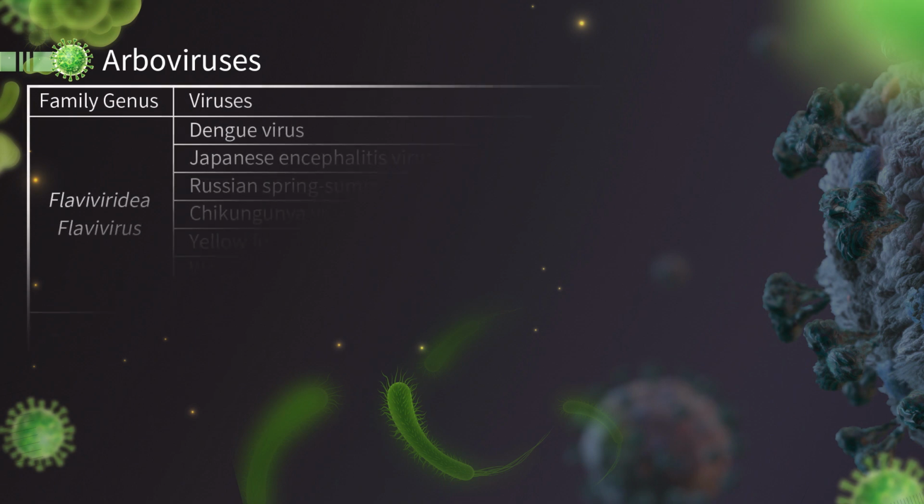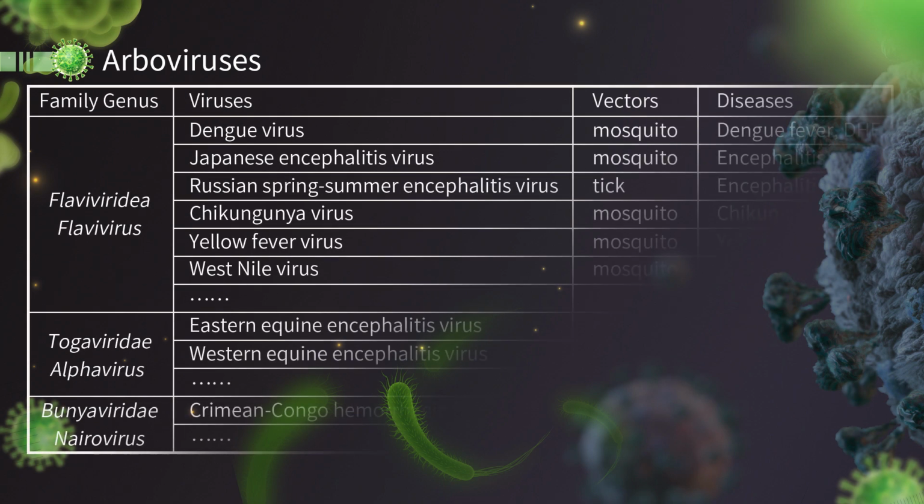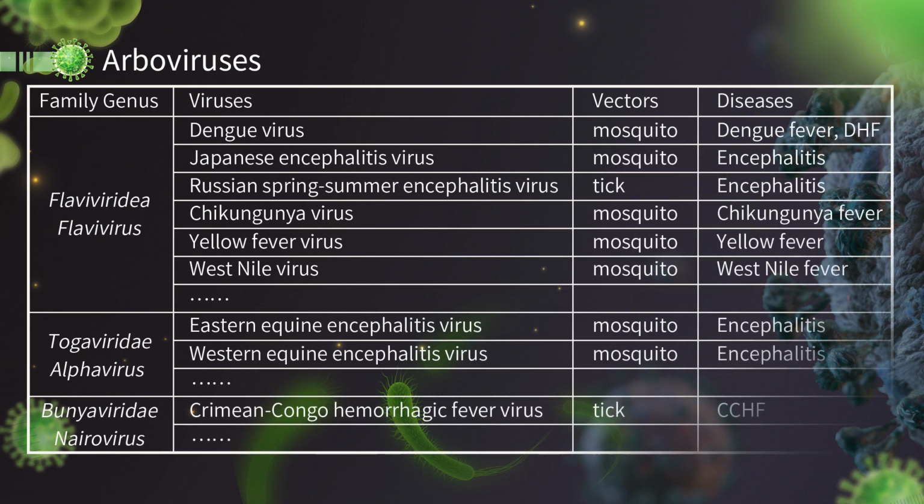Arbovirus is a collective name for a large group of diverse viruses, more than 400 species. Most arboviruses are classified in 3 families: Flaviviridae, Togaviridae, and Bunyaviridae. In general, they are named either after the place where they were first identified, for example, Japanese encephalitis virus, or after the diseases they cause, for example, yellow fever virus.